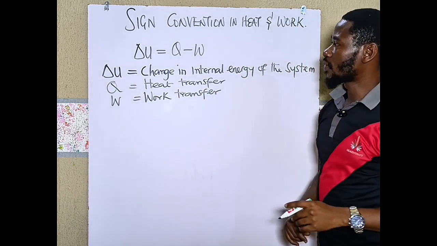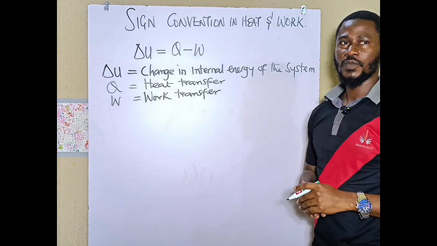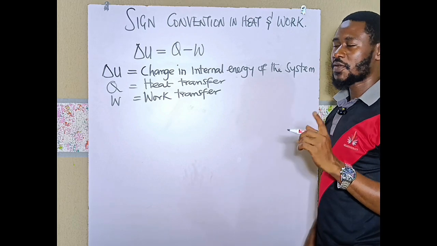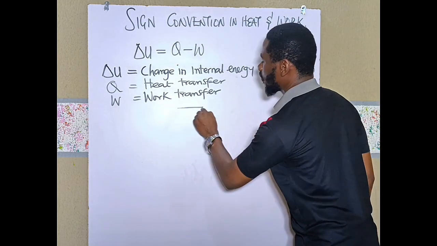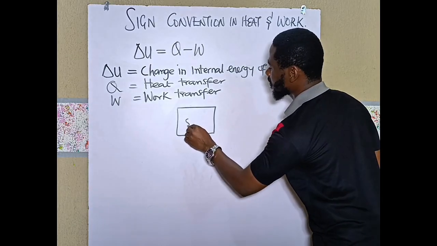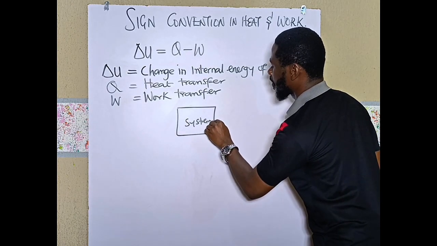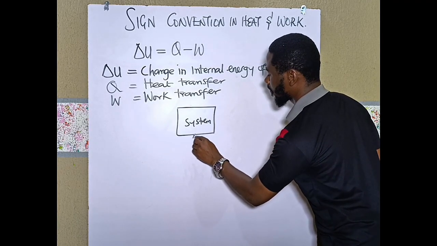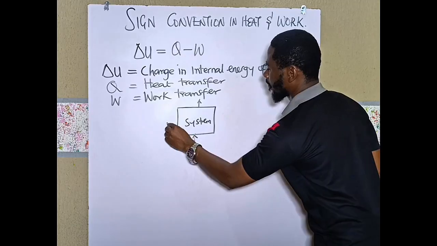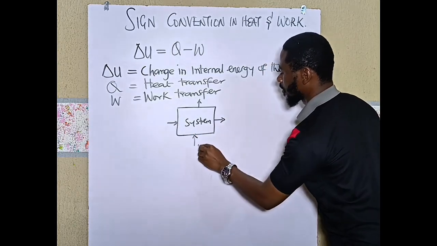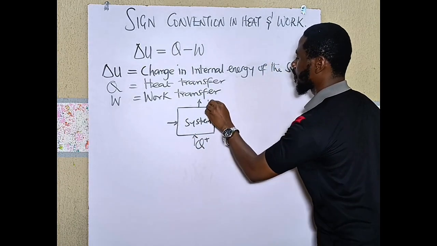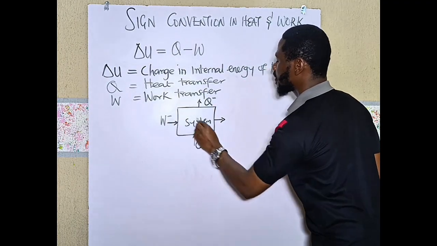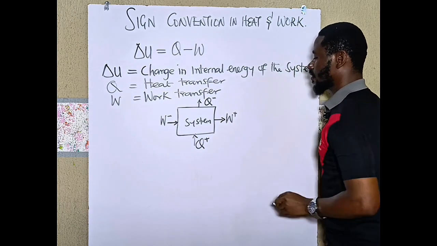Now we are going to look at the sign convention for heat. Thereafter, we'll go back to that of work. Now let's consider a system. This is a system, and everything around the system is known as the surroundings. Q positive, and this is taken as Q negative. W negative and W positive.